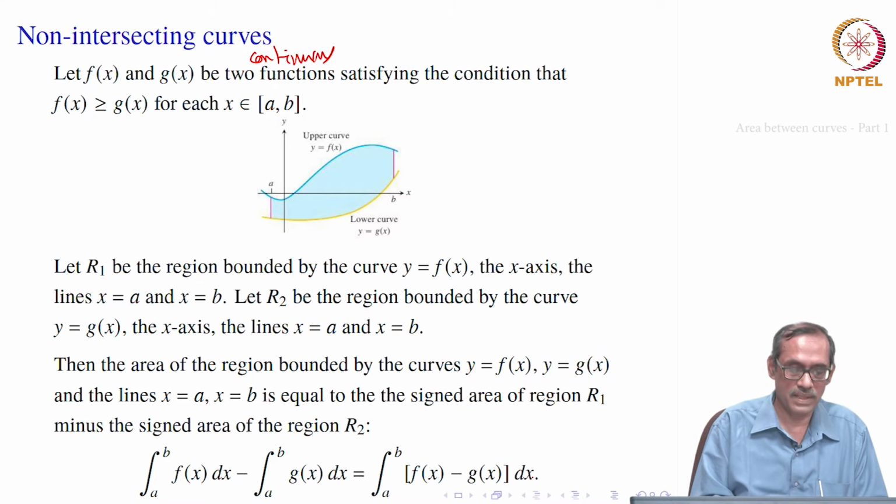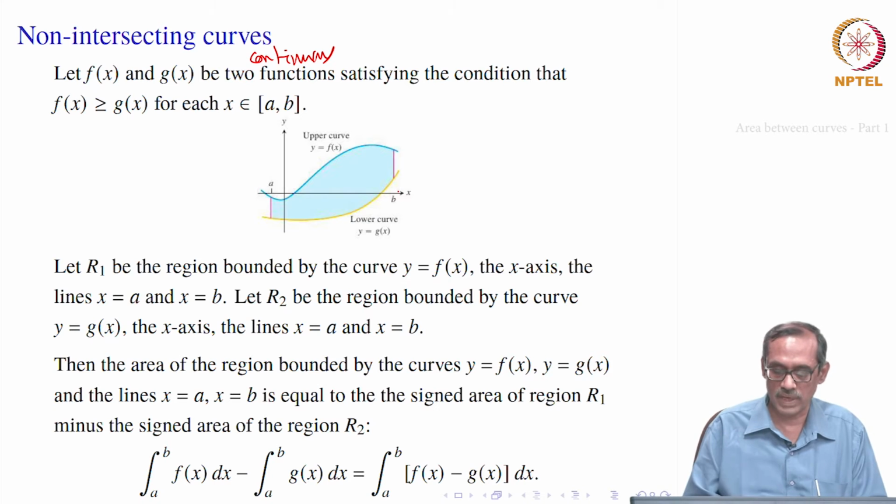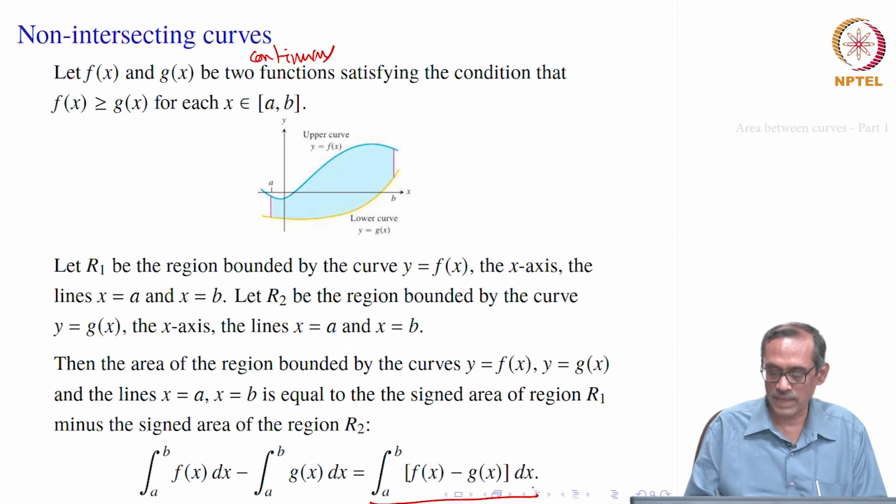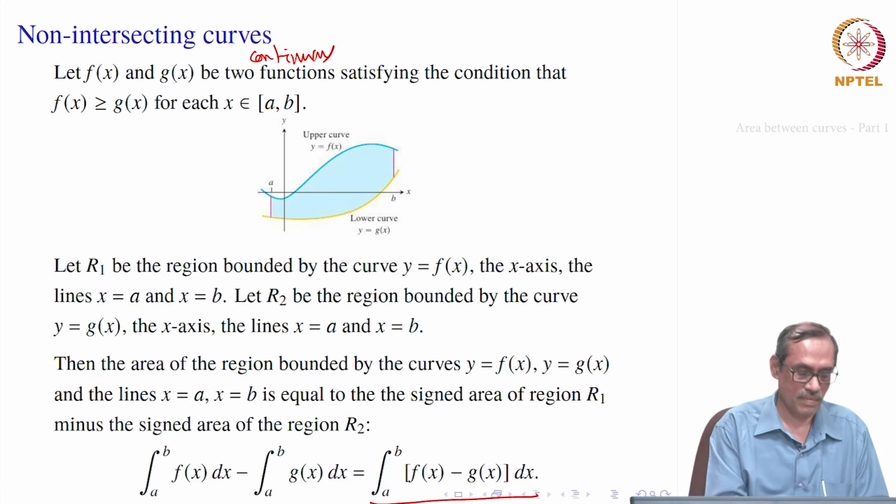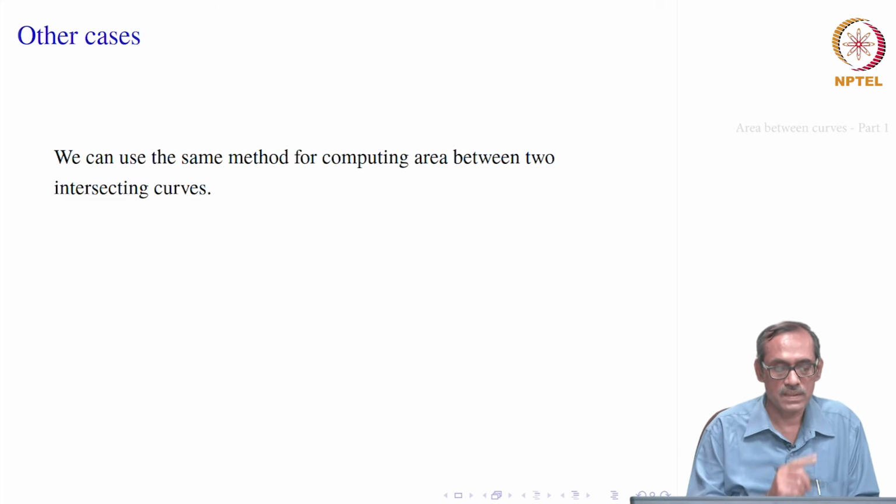Okay, let us apply this. All that we remember: if f of x is greater than or equal to g of x for every x in [a, b], and you can integrate them, then the area bounded by those two and the lines x equal to a and x equal to b is integral a to b f x minus g x dx. Okay. So, let us see other cases.